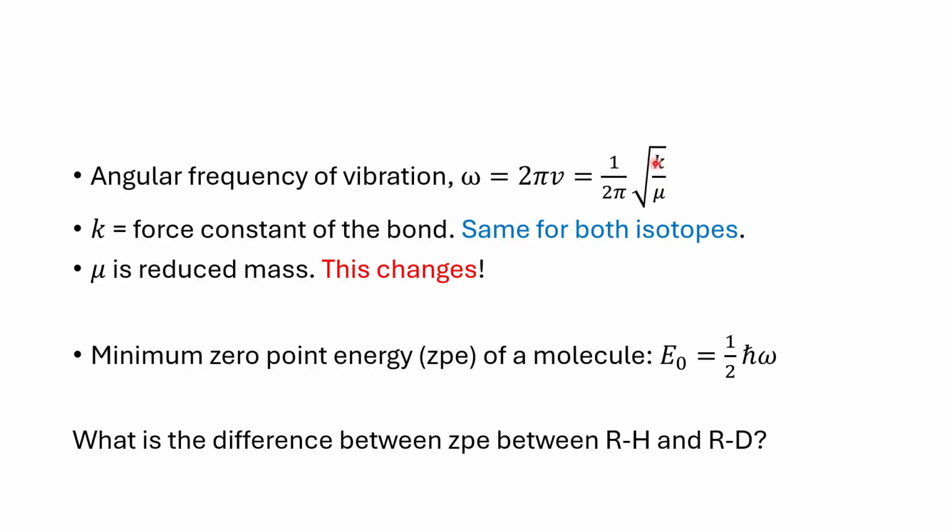For the same type of molecule substituted with the isotope, they have the same force constant. However, the reduced mass for the isotopically substituted molecule is different. That is the reason why the zero-point energy for RH and R substituted with deuterium will be different, because the reduced masses are different. But how do we relate the vibrational frequency of the molecule between RD and RH?